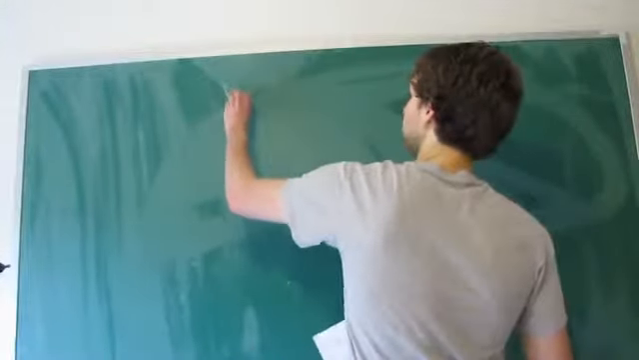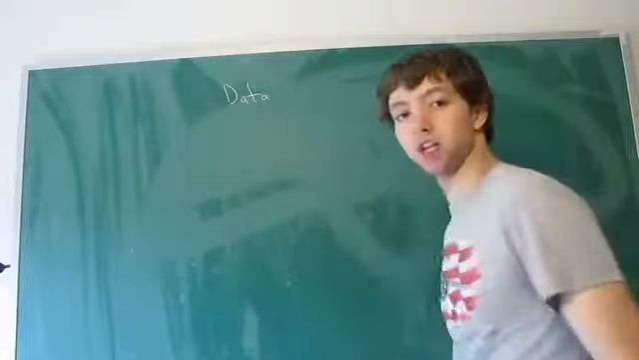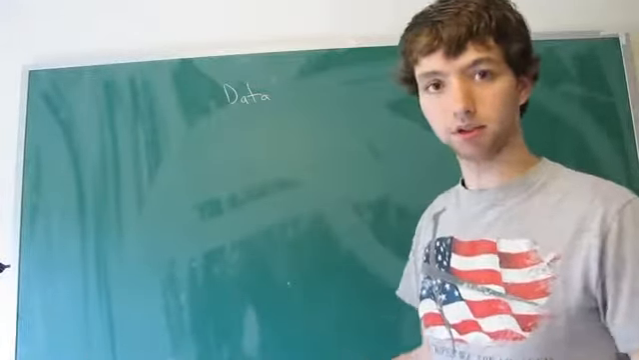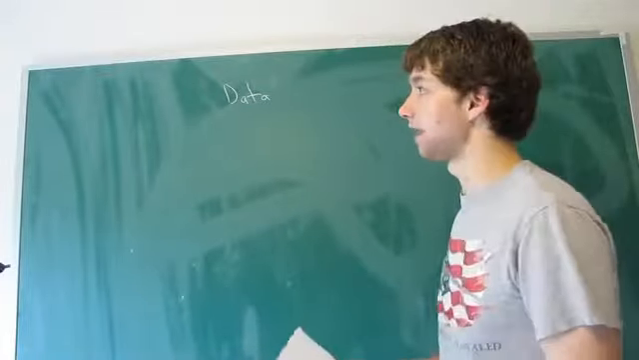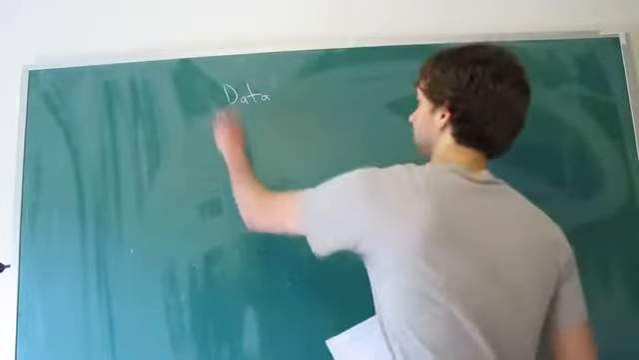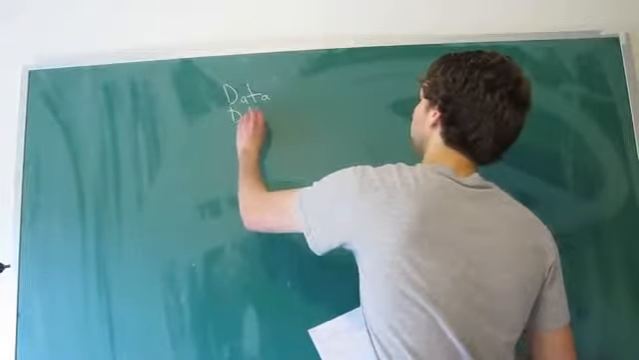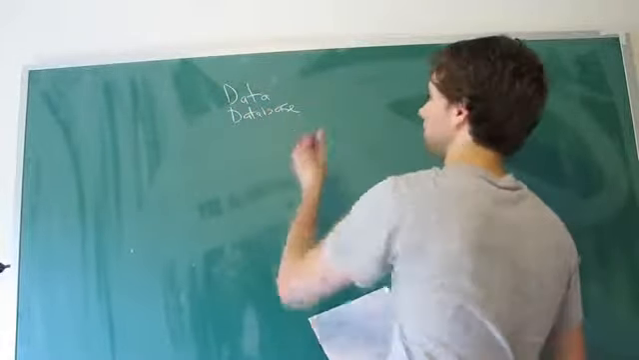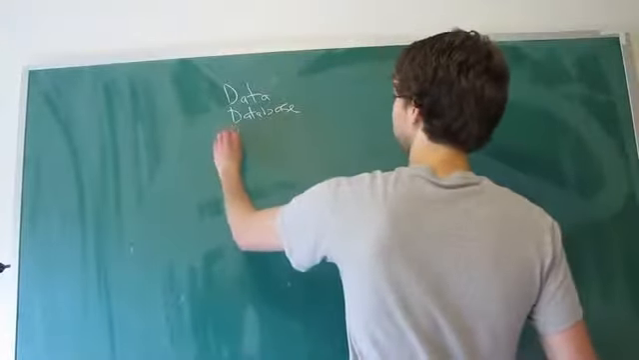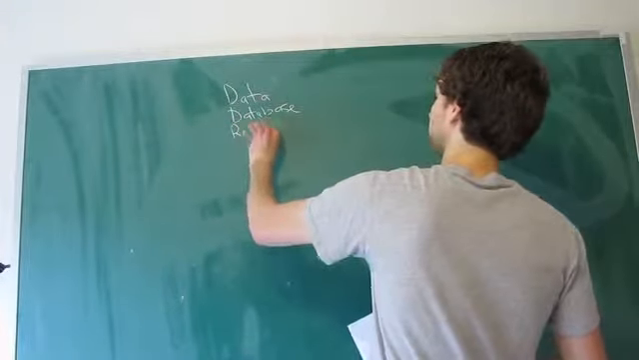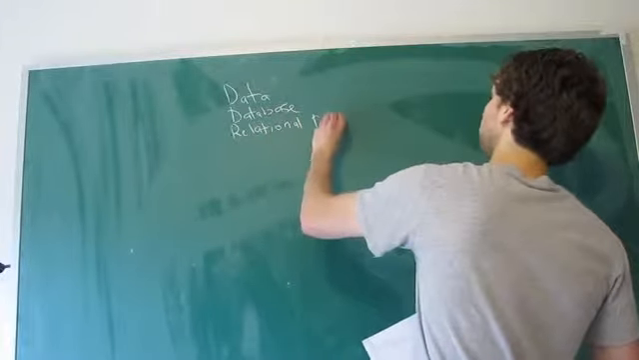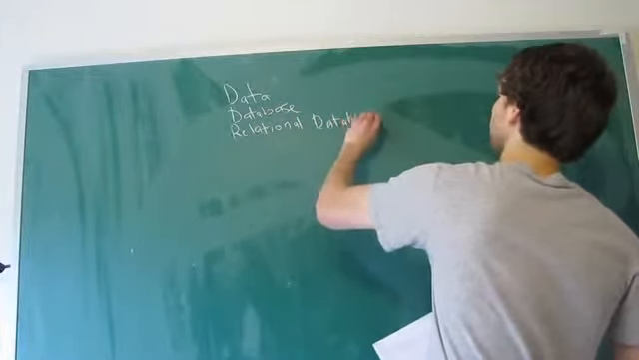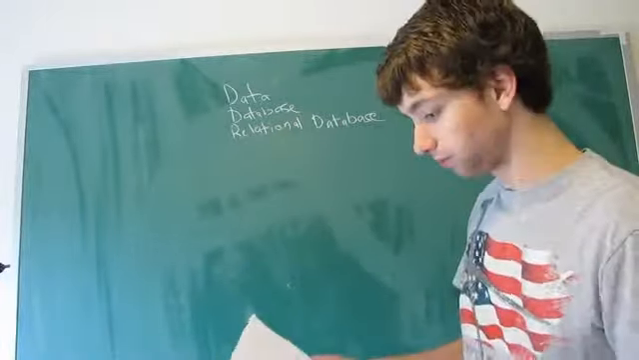So the very first term we learned was data. Data is pretty much anything we store in a database. You pretty much know what that is, so that one's pretty good. Database, that is what we store our data in. And then we have a specific kind of database, which is a relational database. What's special about a relational database is that it stores things in tables.